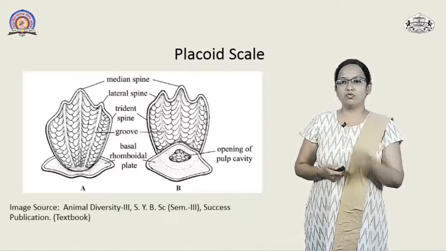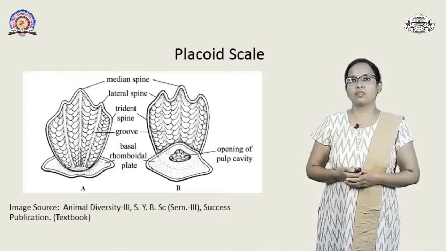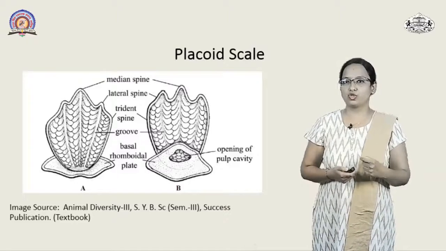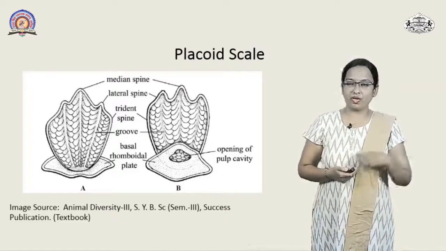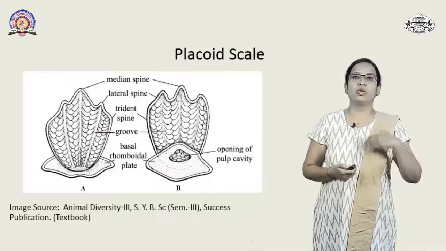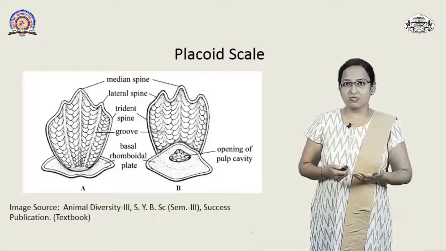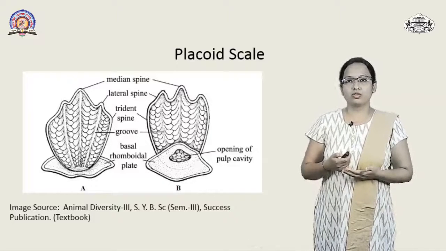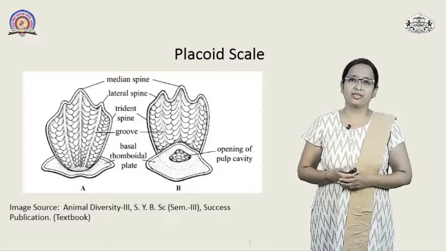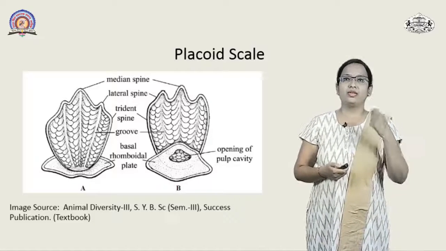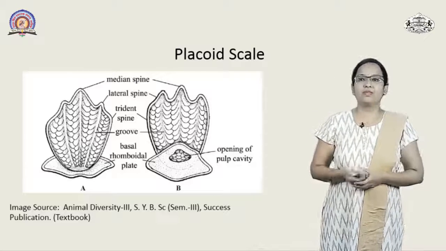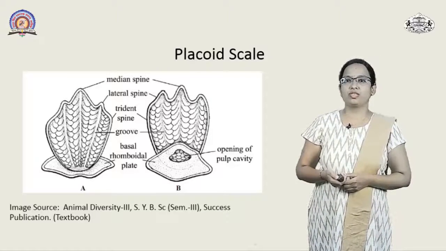Now, let's move to the pulp cavity. This pulp cavity that you are seeing here is going to contain a connective tissue called pulp. What does this pulp contain? It contains blood vessels, it is going to contain the odontoblast cells, which are dentine forming cells. It is also going to contain the lymphoid channels in it. So, let's move towards the trident spine.